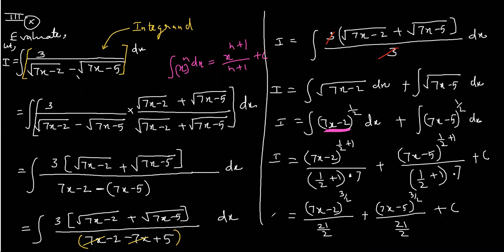So in the next step, what will happen, students? I will take this 21 by 2. When this goes in numerator, it will become 2 upon 21, and that 2 upon 21 is common. That is the final answer. I hope you all have understood this. We will now take the next on the next page.